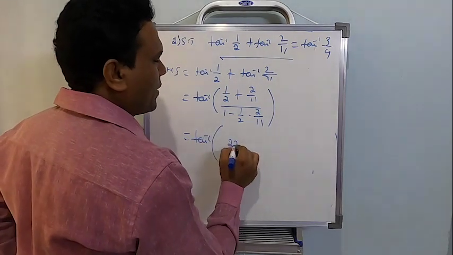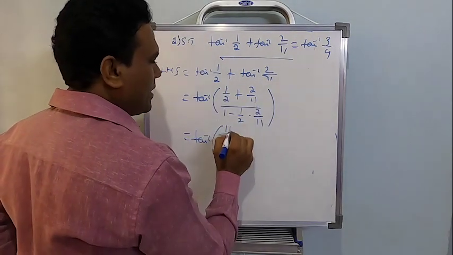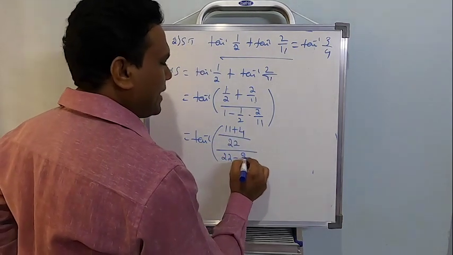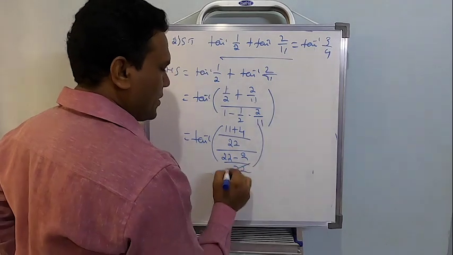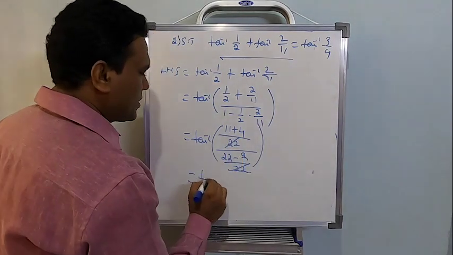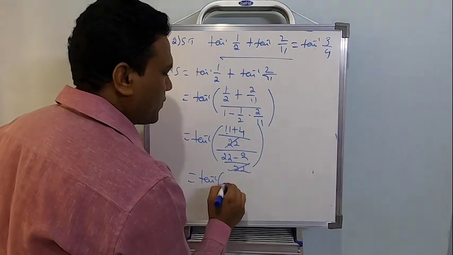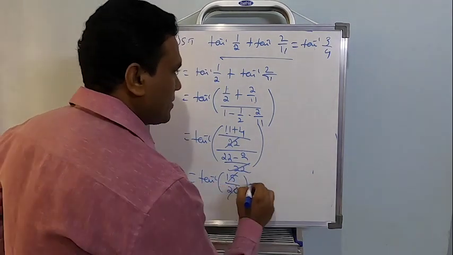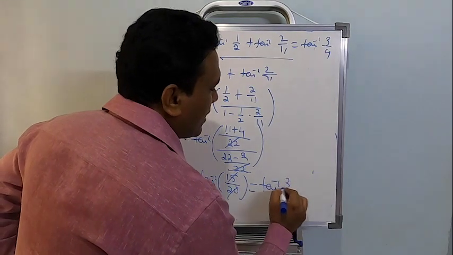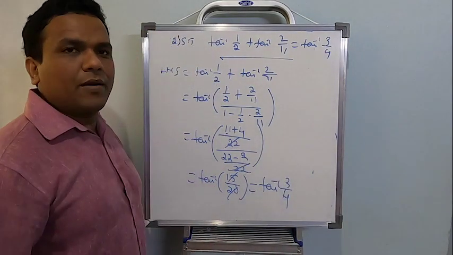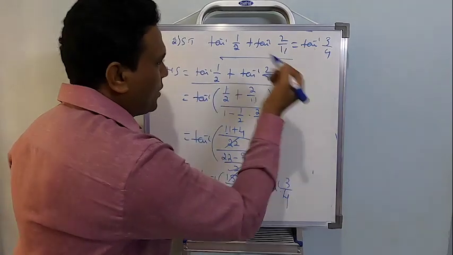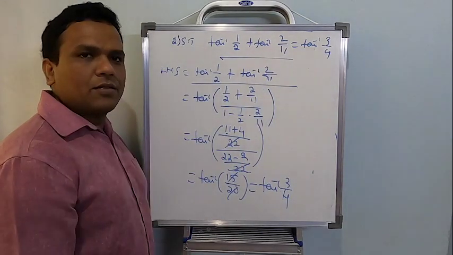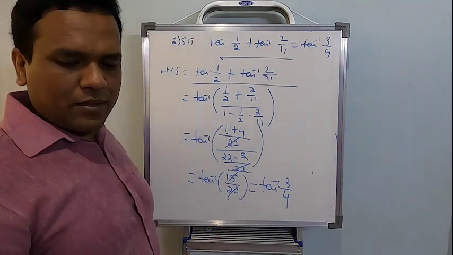Tan inverse of, 22 is the LCM. So this will be 11 plus 4, and in the denominator 22 minus 2, by 22. So let's eliminate this. What's the remaining? Tan inverse of 11 plus 4, that's 15, divided by 20. Simplify this further. My required answer is going to be tan inverse 3 by 4. To solve this, I should only know the formula of tan inverse x plus tan inverse y. The rest is simplification. So only one formula is enough to solve this one.